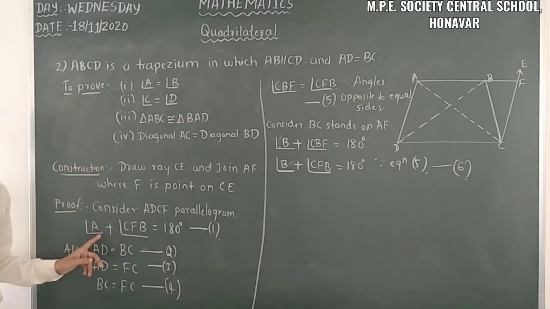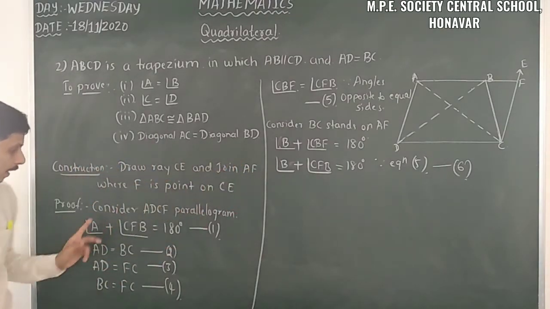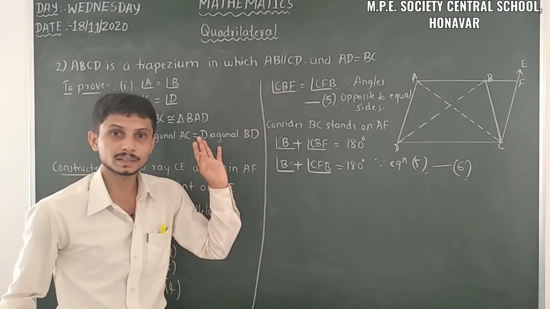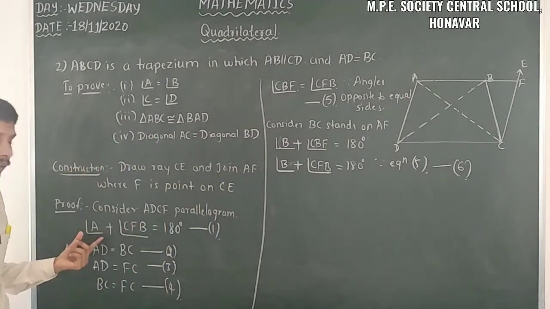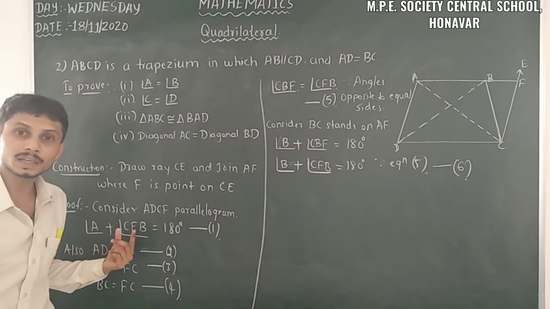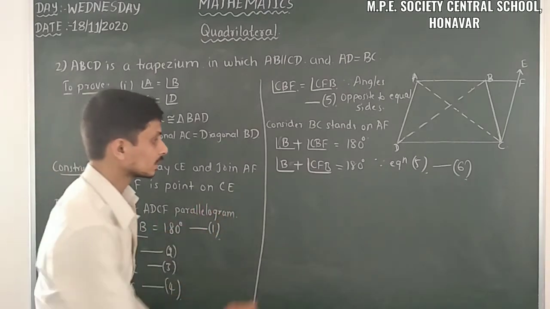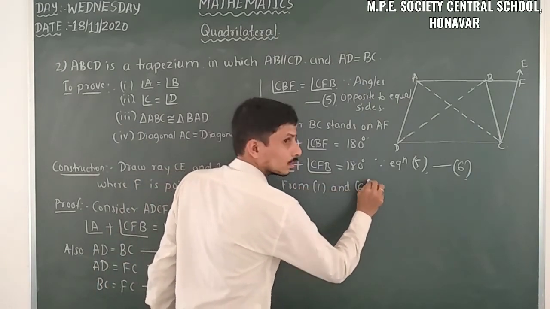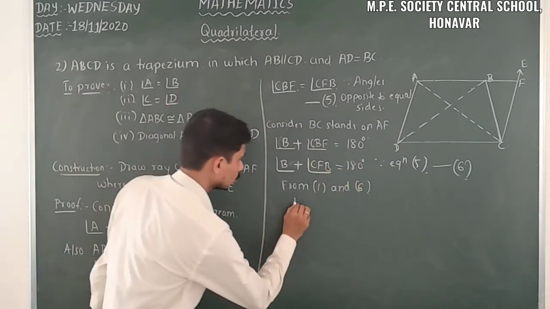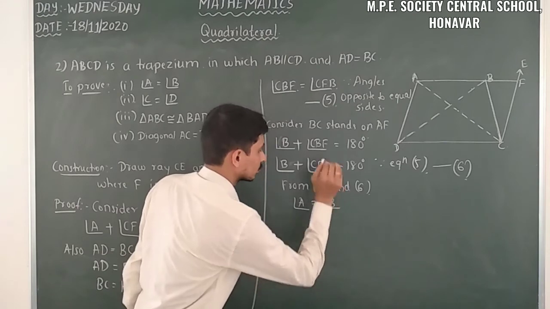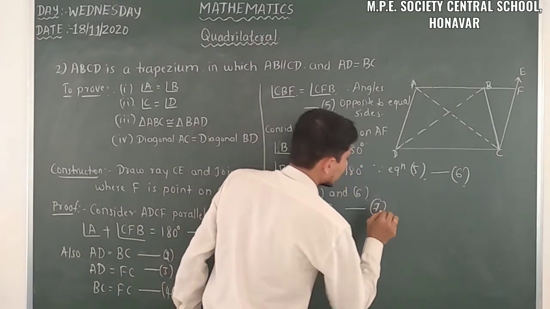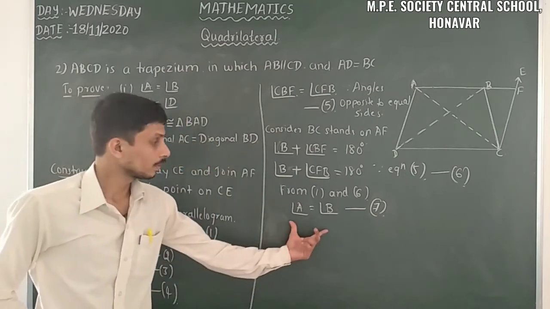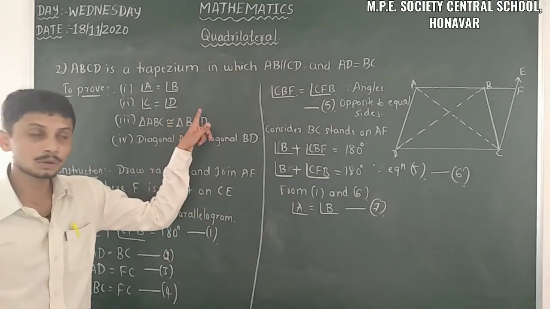So let us look at equation 1 and equation 6. Here angle A plus CFB is equal to 180 degrees. Here angle B plus CFB is equal to 180 degrees. So in place of angle B we have angle A here. So the things which are equal to the same thing are equal to one another. That's why from equation 1 and 6 we have angle A is equal to angle B. Let us take this as equation number 7. So here we already proved the first assumption, that is angle A is equal to angle B.